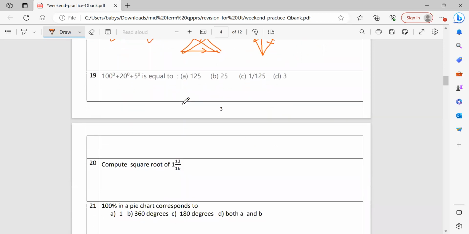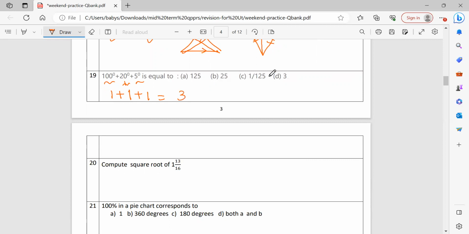Next is this. This is from the laws of exponents. So you should have a working knowledge of exponents. I told you, we've already seen this earlier. Anything raised to power 0 is 1. Any non-zero number, I mean. Likewise, this 20 power 0 is also another 1. Plus 5 power 0 is also 1. So when you add up all this, you'll get 3.